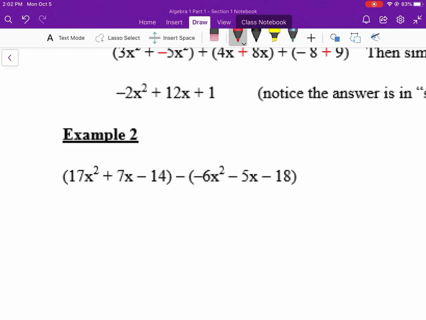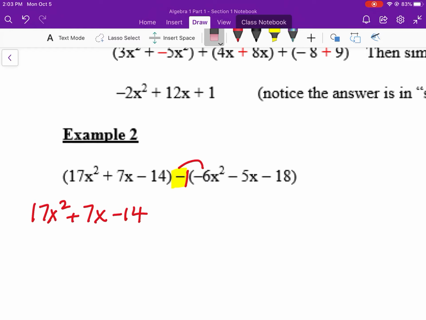When we have this minus in between, we need to distribute the -1 to everybody here, okay? So this first thing, notice there's nothing in front of these parentheses, so there's nothing to distribute. So I'm just going to rewrite 17x squared plus 7x minus 14. Okay, now I'm going to distribute.